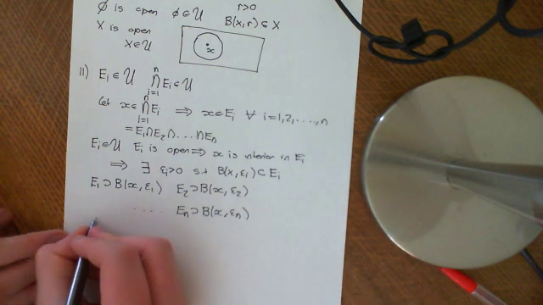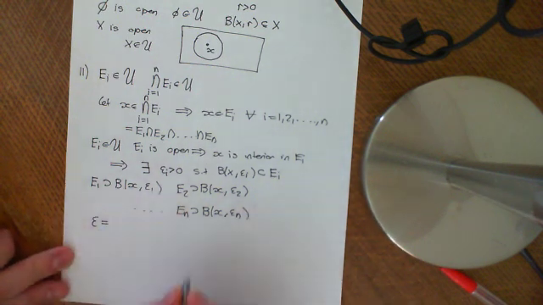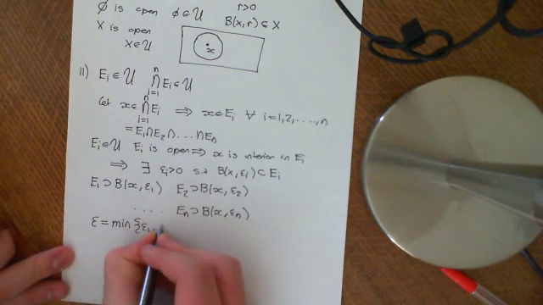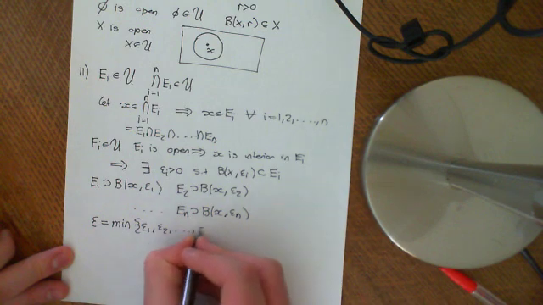Now basically what I want to do is define epsilon to be equal to the minimum of the set epsilon_1, epsilon_2, all the way up to epsilon_n.